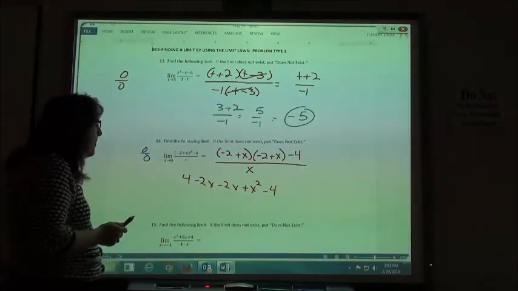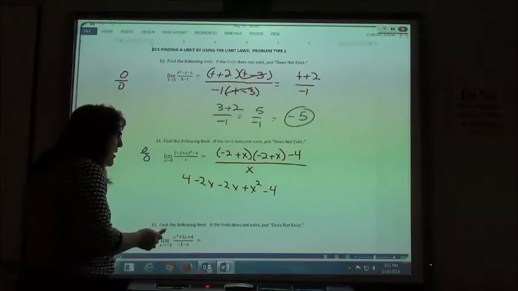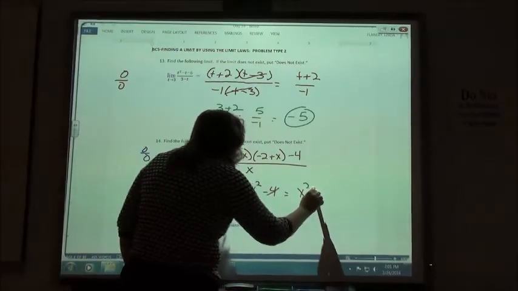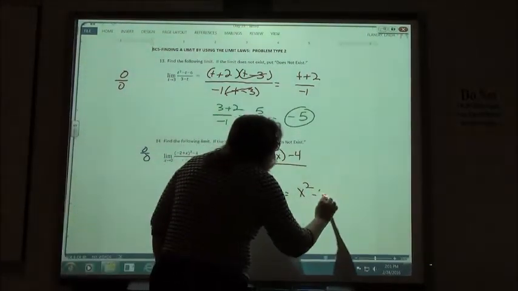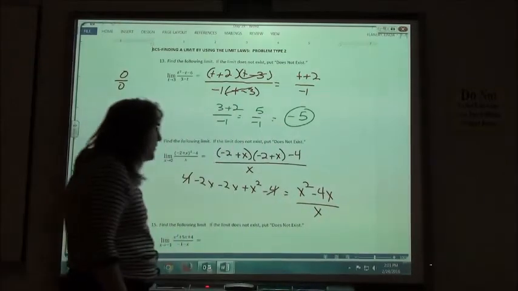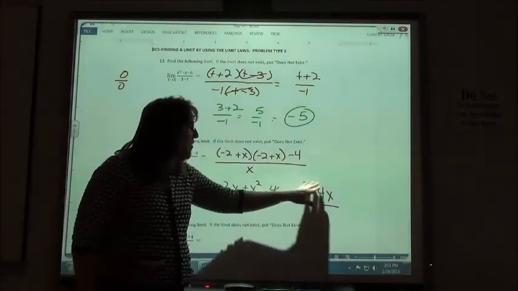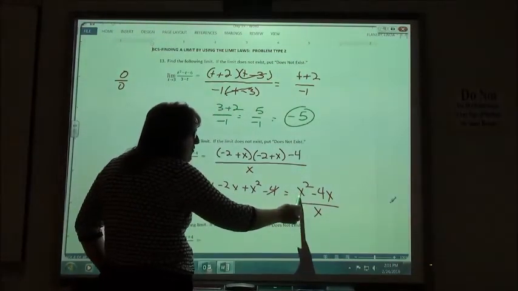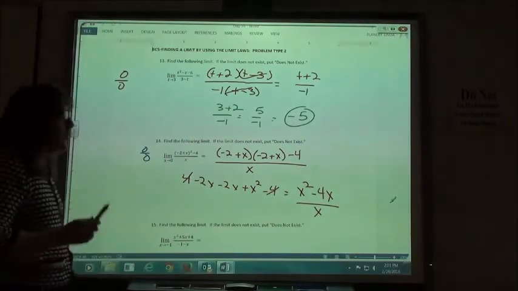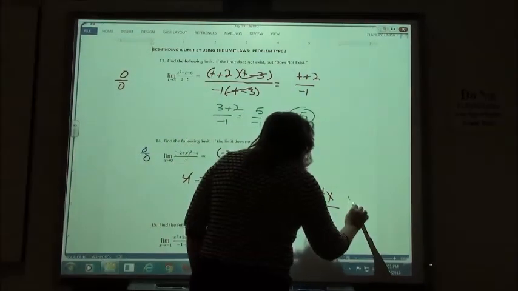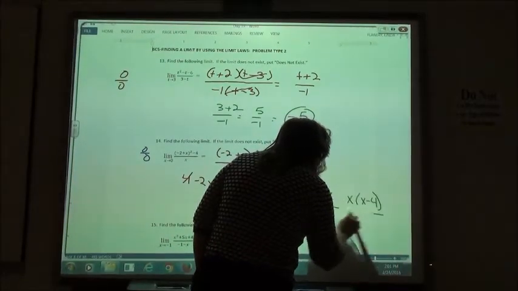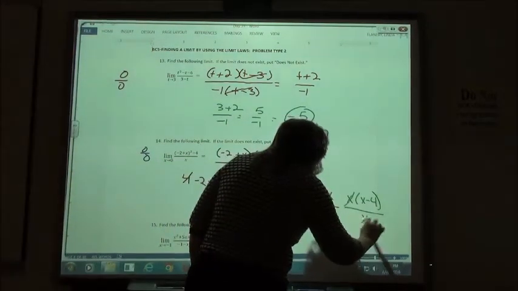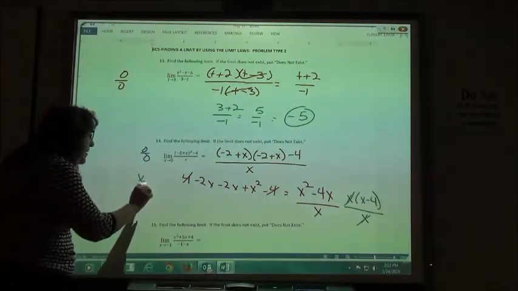Just keep working on the top here. I can see here that I'm going to have 4 minus 4, which is 0. So I'm going to have x squared. Negative 2x minus 2x would be minus 4x over x. So if I want to simplify this expression then, again I have to go back to, I need to factor this out. Here I have to factor out my greatest common factor. The greatest common factor there would just be an x. So I would have x times x minus 4 over x. Now I can simplify my expression because I can cancel out the x's. I just get x minus 4.